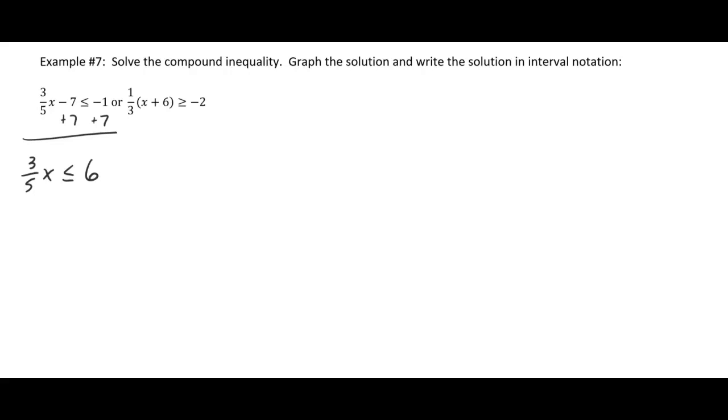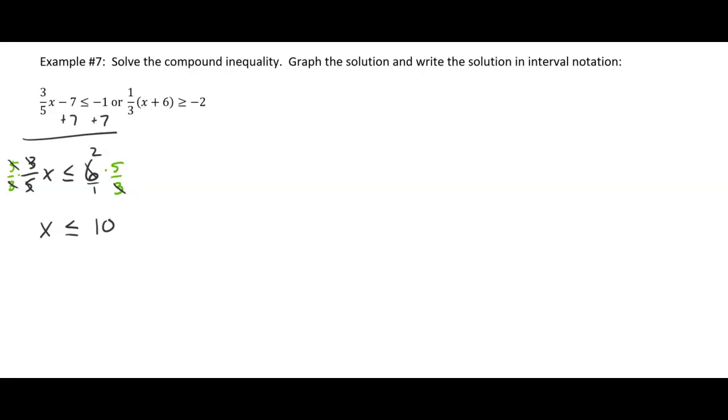Now, how do I get rid of that 3/5? We talked about this before in another video, but we multiply by the reciprocal. That's what we want to do there. It's positive because we want it to be a positive x. So on the left, the 5s are canceling, the 3s are canceling, we just get x is less than or equal to, now I can put that 6 over 1 if it helps. 3 goes into 6 2 times, and 2 times 5 is 10. So this time I'm saying x is less than or equal to 10.